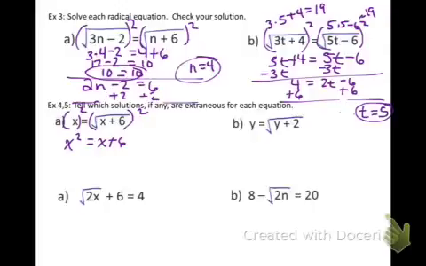And we are going to get x squared by itself. Bring over to both sides. So we're going to subtract x and subtract 6 from both sides. So x squared minus x minus 6 equals 0.